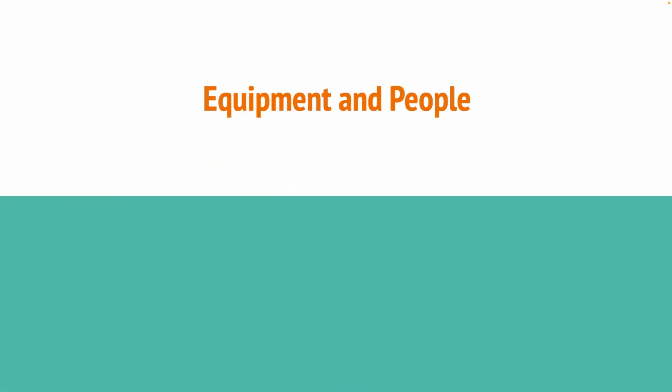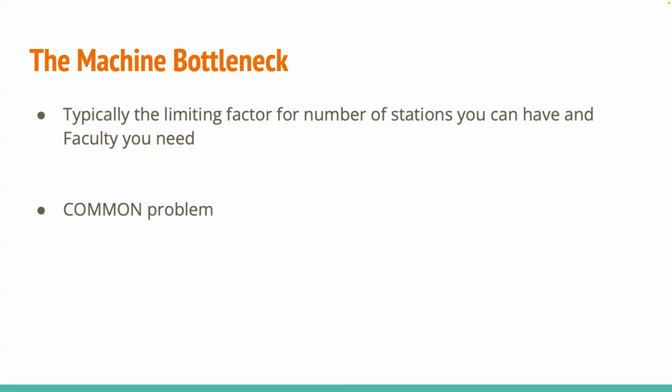So what about equipment and people in general, how to get them, and how have I and some of my colleagues tried to get some of this stuff when we don't have a program in place. So the biggest thing is the machine bottleneck. That's really the limiting factor for the number of stations you can have and how many faculty you may need. It's very, very common. It happens all the time. We're always like, how many machines do we actually have this time? Where can we grab them? And so you have to get creative.